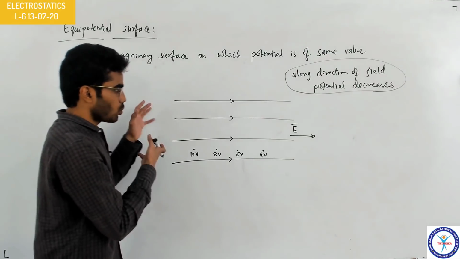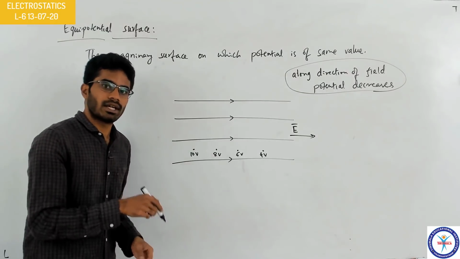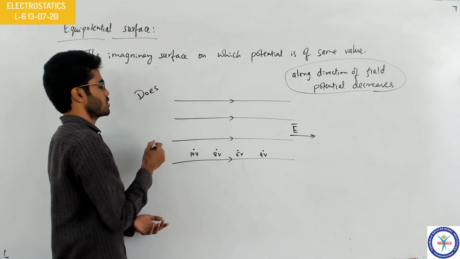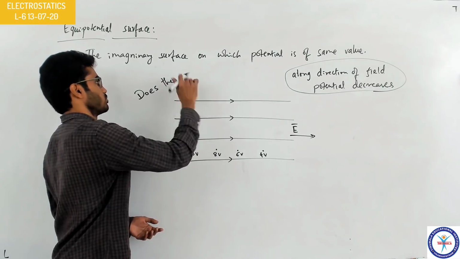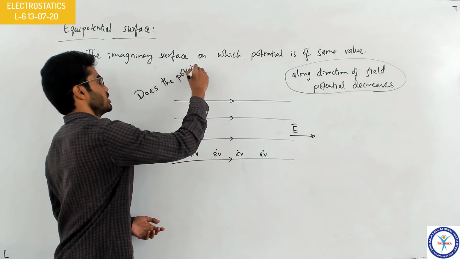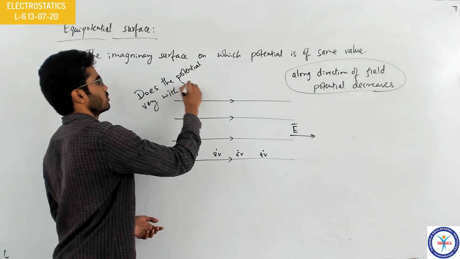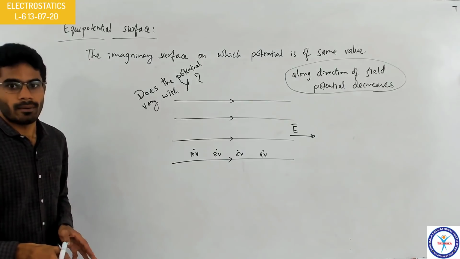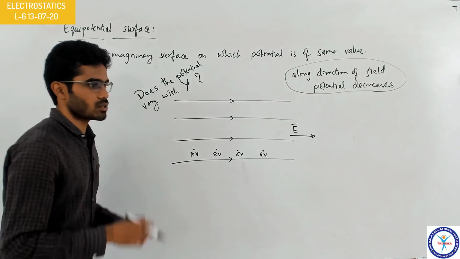So if the field is only along the x-axis, now tell me, does the potential vary with y? This is the question you should ask yourself. Is it changing with y? No, because there is no component of field along y, it is only present along x.